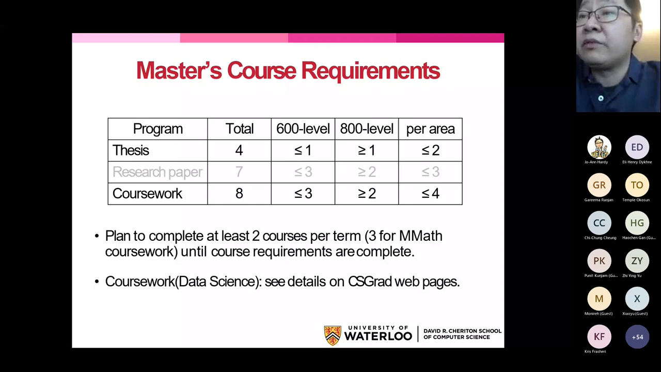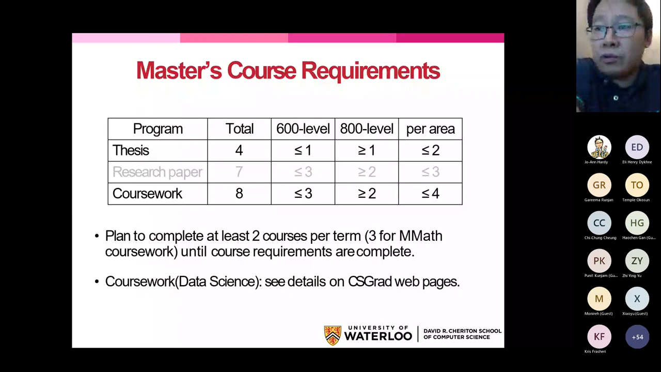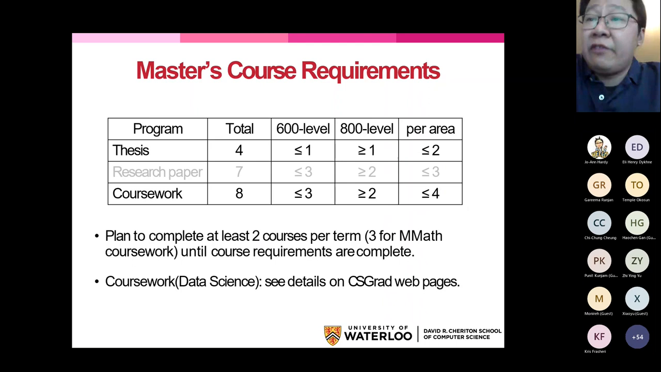You should plan to complete at least 2 courses per term, 3 for coursework students, until your course requirements are complete. This is to make sure that you're making good progress towards your degree. For our thesis-based students, this allows you to complete your course requirements within the first 2 terms and gives you more time to focus on your research after those first 2 terms.